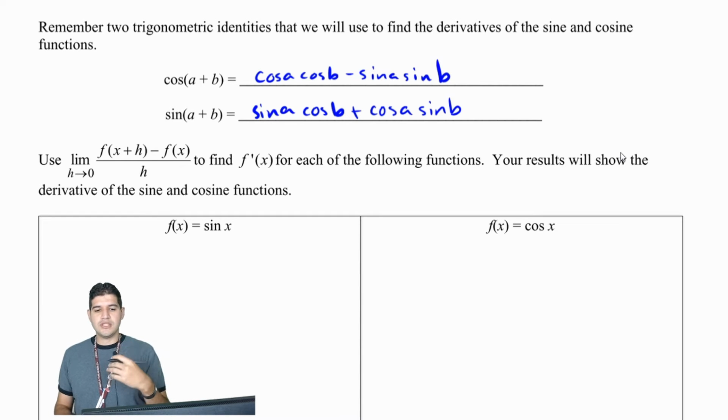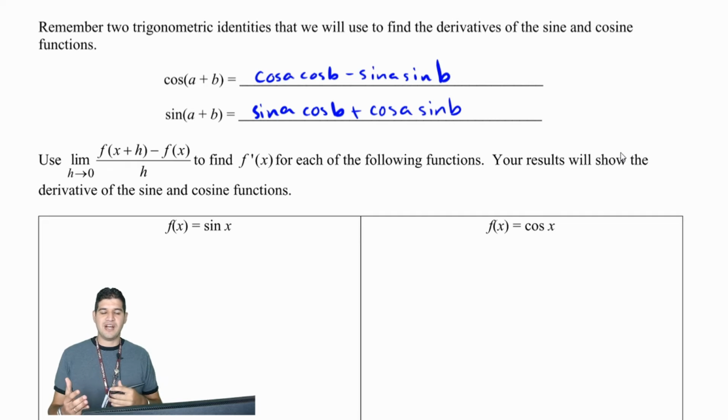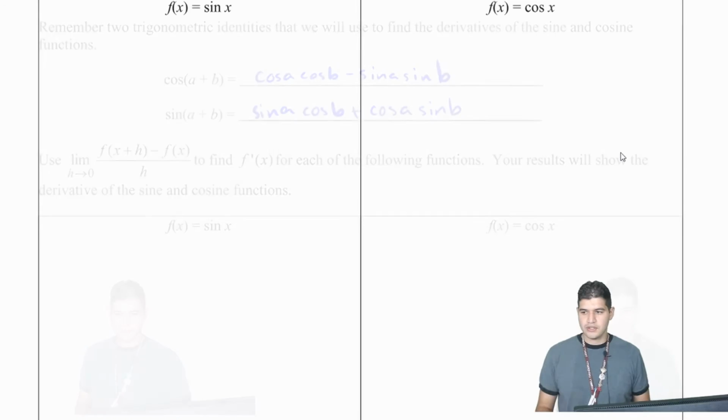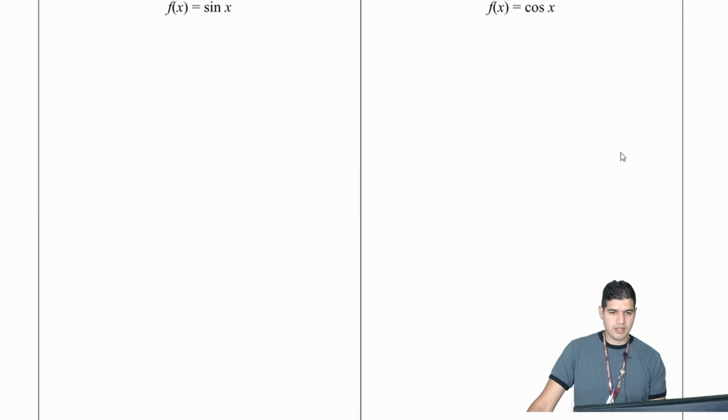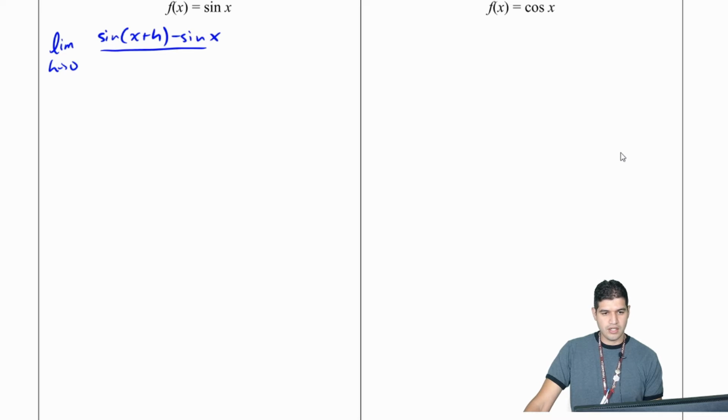And so what we're going to do is use our difference quotient, f of x plus h minus f of x over h, and use that to find f prime for both sine and cosine. So starting here with sine of x, the limit as h approaches 0 of sine of x plus h minus sine of x all over h. All right, so let's expand that using that identity that I wrote above.